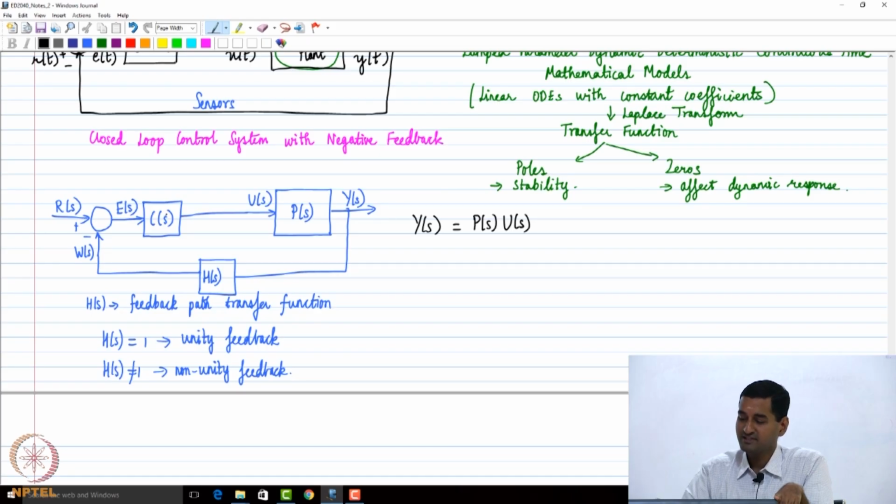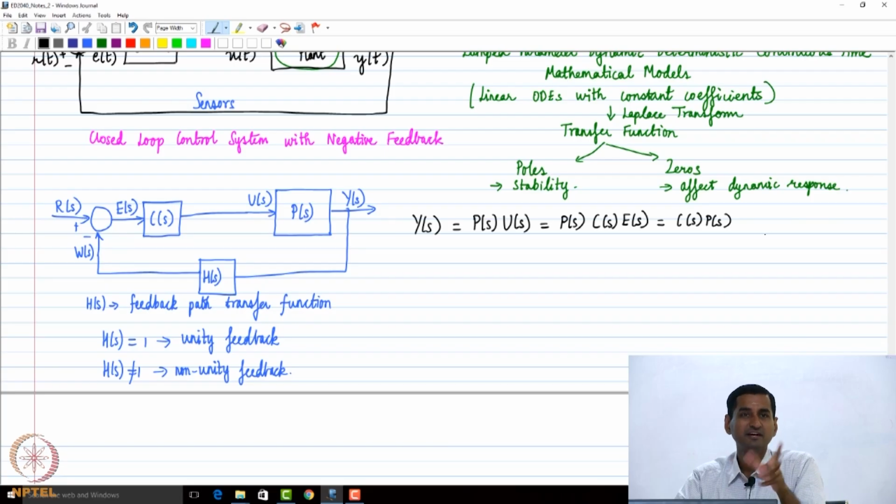What is U of S then? U of S is the output coming from the controller block. It's going to be the controller transfer function times the input to the controller block. So we have C of S times E of S. And then what is E of S? Let me just change the order of multiplication: C of S, P of S. I can do it because I'm working with scalar signals, so these are scalar valued functions and I can just swap the order.